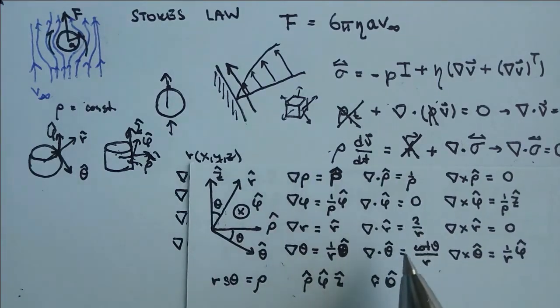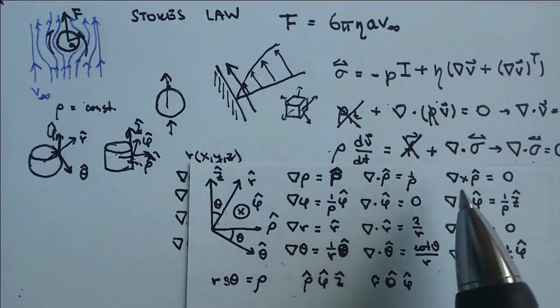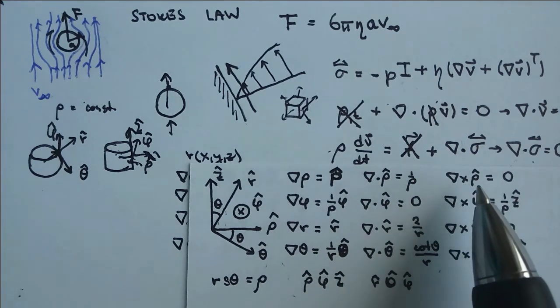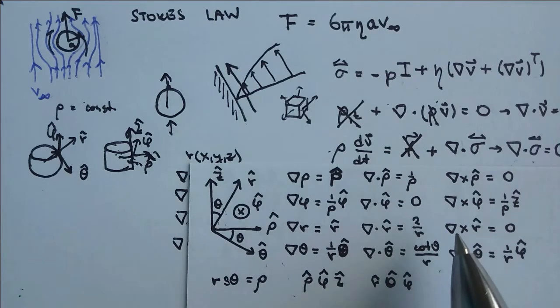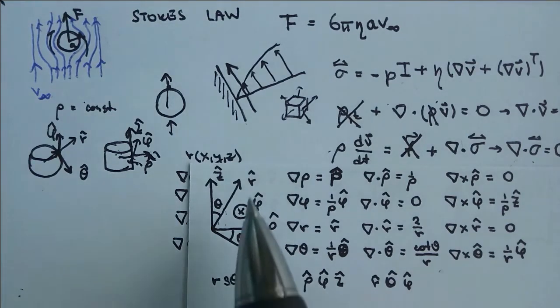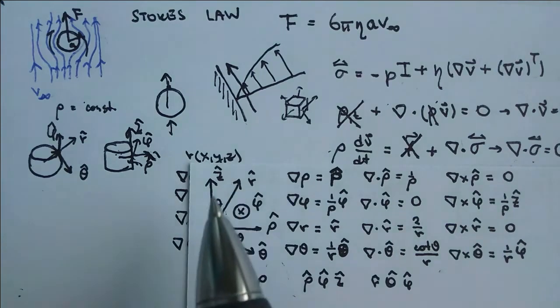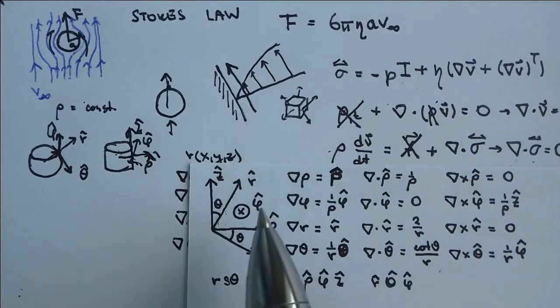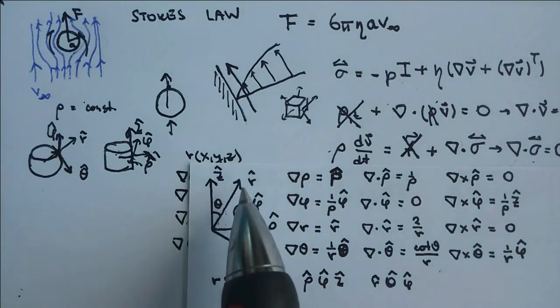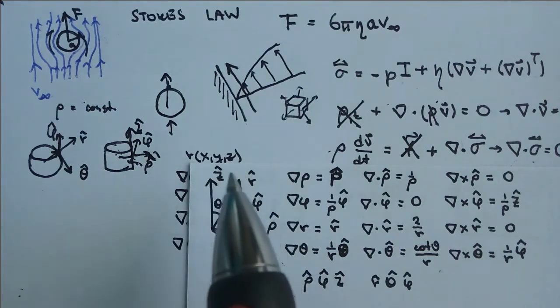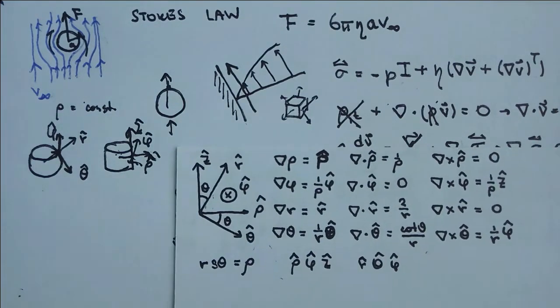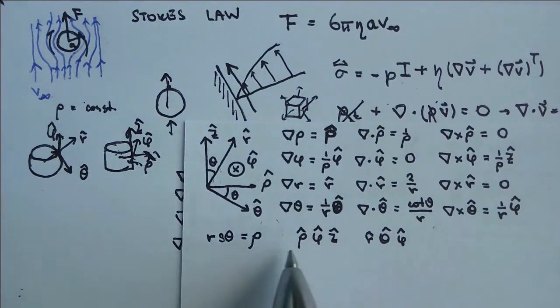And for curls, the curl of rho hat is 0, the curl of phi hat is 1 over rho z hat, the curl of r hat is 0, the curl of theta hat is 1 over r phi hat. This picture is a cross section, a plane where phi is constant, so these 4 unit vectors as well as coordinates lie in the same plane: z, r, rho, and theta. This will help us later also.